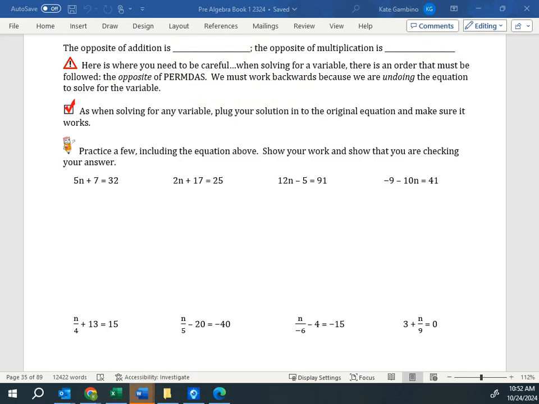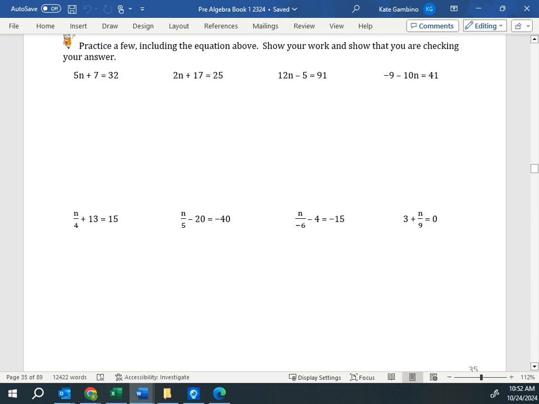So we're going to practice what it means to do SAGMERP, and we're going to see what the two-step equation means. So practice a few, including the equation above, 5n plus 7 equals 32. We are going to show our work, and we're going to show that you checked your answer. In order to get credit for the homework, you must follow the directions. And remember, I want you to set it up the way that I showed you.